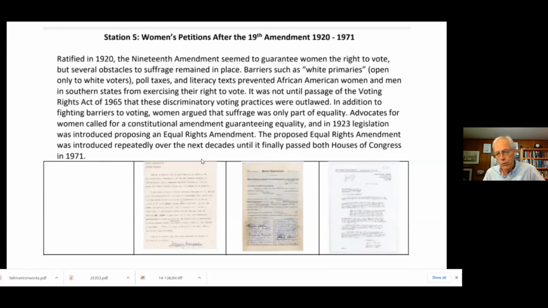I do want to, though, wrap up with mentioning a couple of documents from the time period after the 19th Amendment, because you think, you know, when the amendment was passed, women got the vote, discussion closed.